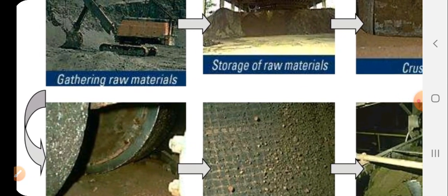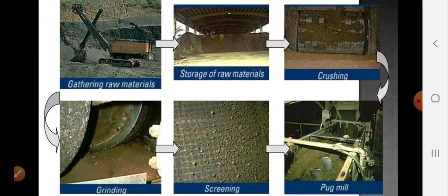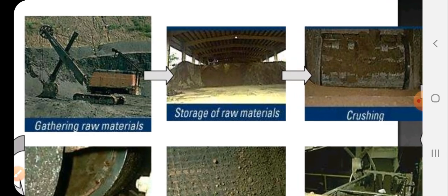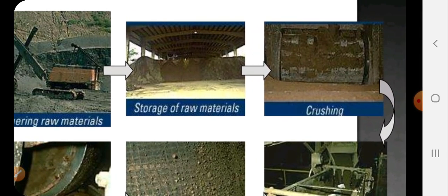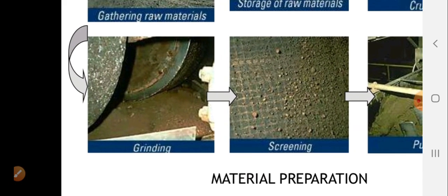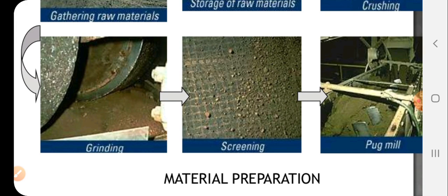So this is a pictorial representation of the process. Gathering raw materials, then we can see the arrows and follow the process: storage of raw materials, crushing, pug mill, screening and then grinding.